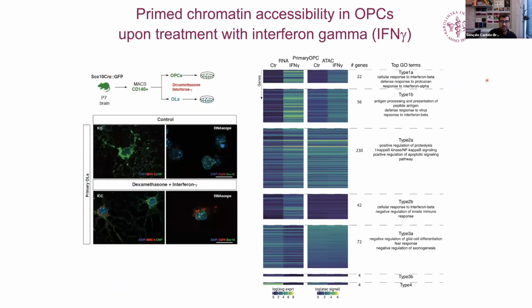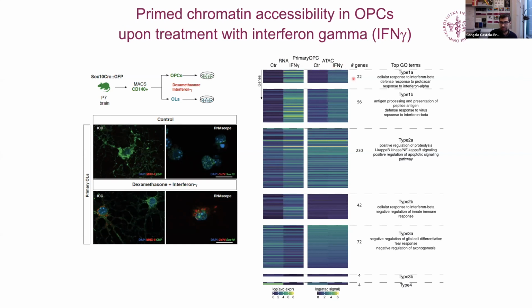In our previous study, we had seen that if we treat primary OPCs with interferon gamma, you have the induction of these MHC class 2 genes. So then what Enrichment and Mandy did was to treat primary OPCs with interferon gamma and then check by bulk RNA sequencing and bulk ATAC-seq what their profile was.